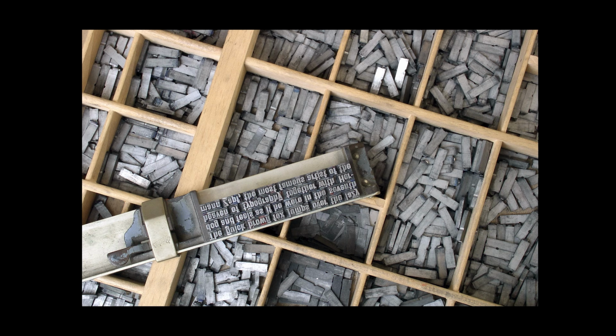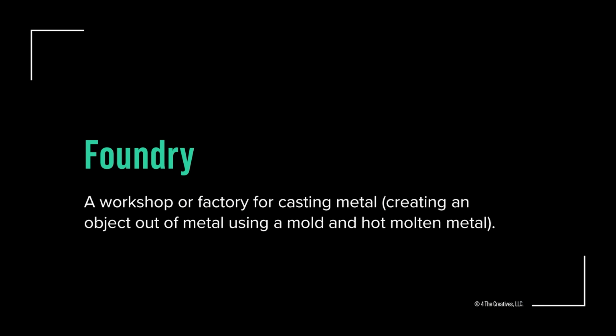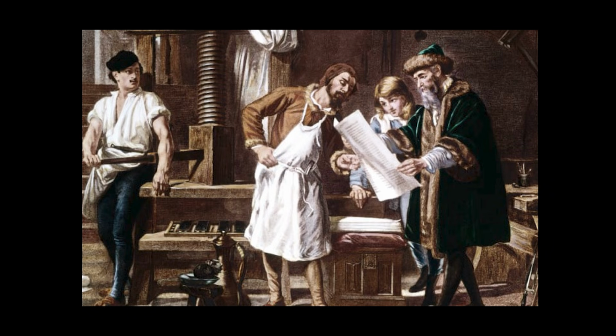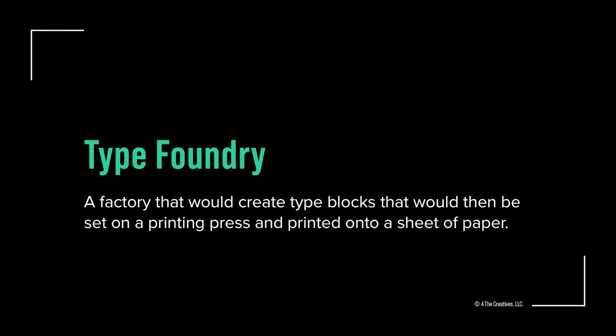A quick history lesson which will be helpful for you in understanding typography better. You may hear the term type foundry in the design world. A foundry is a workshop or factory for casting metal, or in other words, it's creating an object out of metal using a mold and hot molten metal. This originates from the first type foundry back in the 1400s when the first printing press was created. So in this case, a type foundry was a factory that would create actual type blocks that would then be set on a printing press to form letters, words, and paragraphs that were then printed onto a sheet of paper.